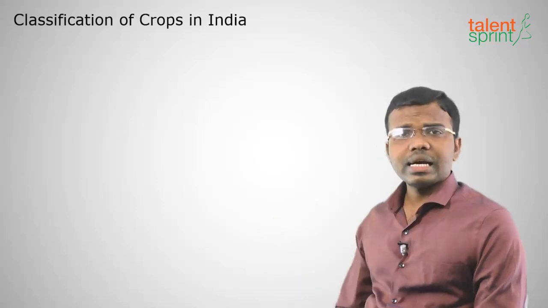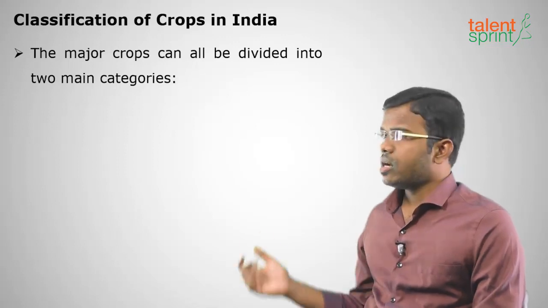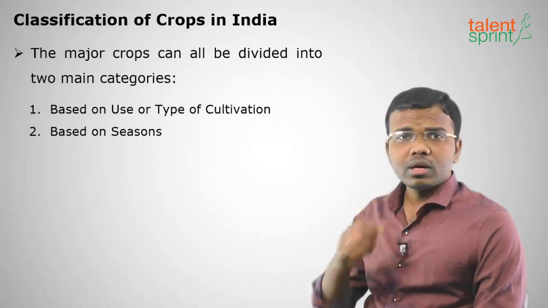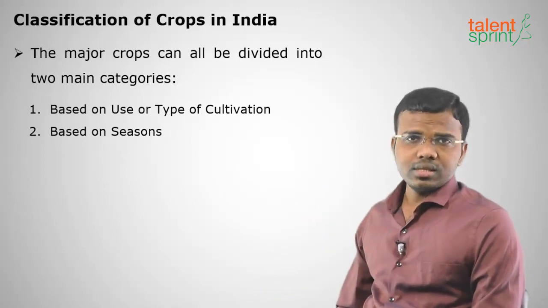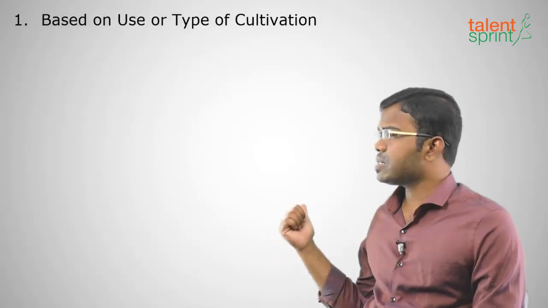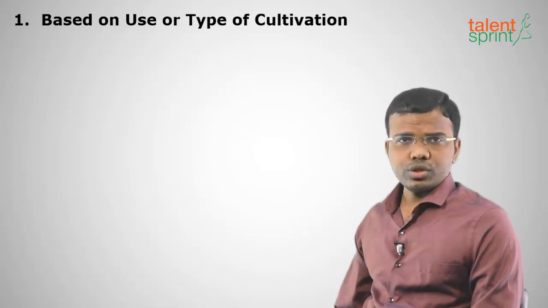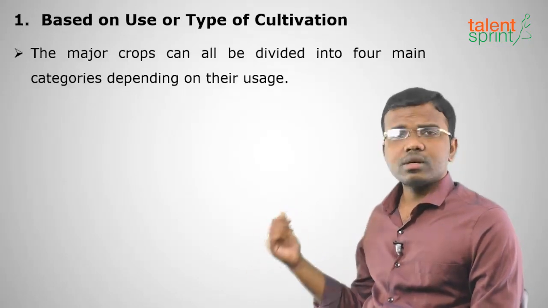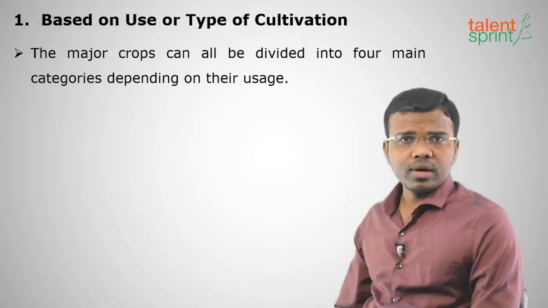Moving on to the classification of crops in India. So in India, the crops are classified into two categories. The first is based on the use or type of cultivation, and the second is based on seasons. So we shall discuss both categories. First we shall discuss based on use or type of cultivation. So the crops are classified on their usage or their type of cultivation.